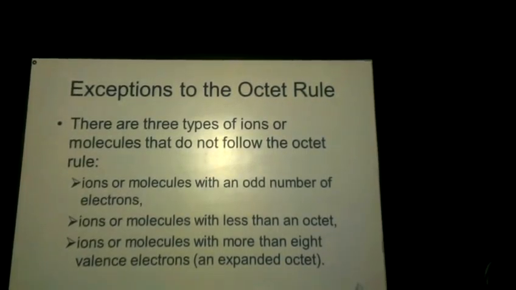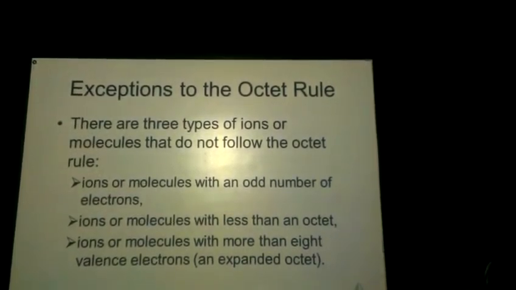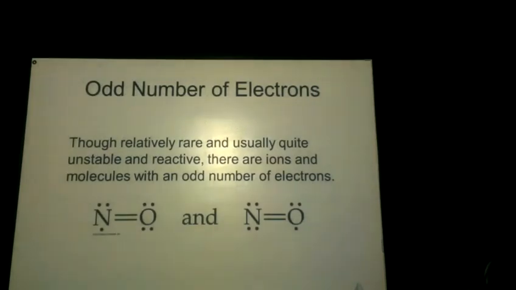Let's get to exceptions to the octet rule. There are 3 types of ions or molecules that will not follow the octet rule. So there are 3 major exceptions. If we have an odd number of electrons, hate that. If we have ions or molecules with less than an octet, so boron is such a good example of that, and beryllium is another good example of that. And then our last one is going to be ions or molecules with more than 8 valence electrons, which is really just called an expanded octet.